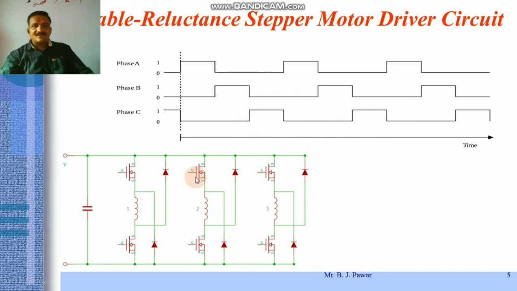Okay, now to generate such type of pulses or to drive that motor, a simple MOSFET based circuitry is shown. See here the coil, that is A and A dash, is connected in series with these two MOSFETs. Similarly the phase B coils are connected in series with another pair of MOSFETs as shown. Similarly for phase C also. So whenever we close both MOSFETs, then that coil will get energized. Otherwise we have to keep it open.